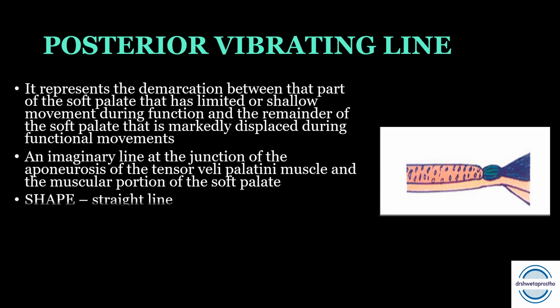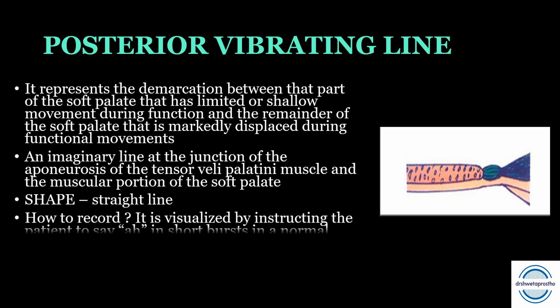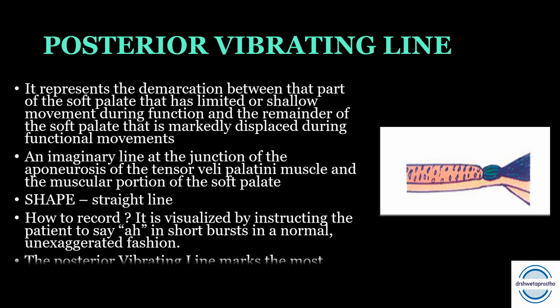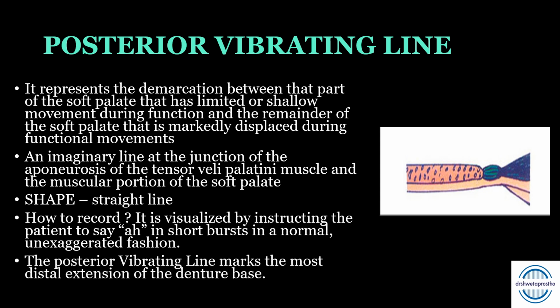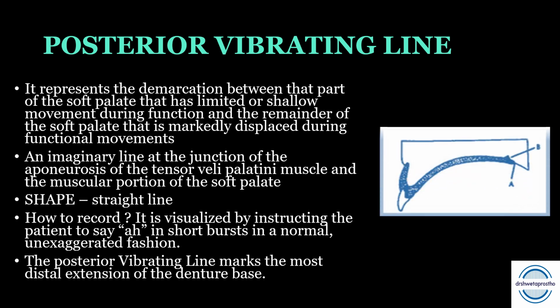Now, if we talk about its shape, the line is usually straight. How can it be recorded? It can be located by asking the patient to say "ah" in a short but normal, non-vigorous fashion. In the anterior vibrating line, it was in a vigorous fashion or Valsalva maneuver. Now this also marks the most distal extension of the denture base.